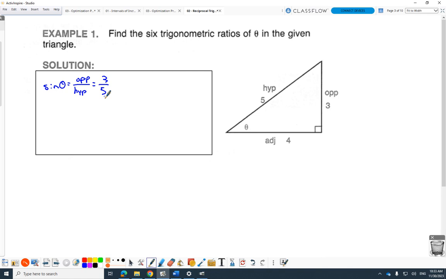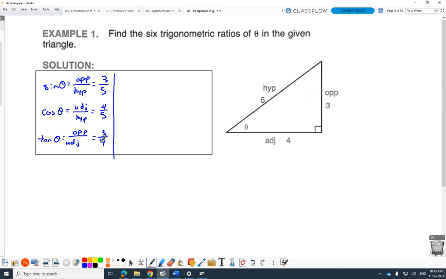I'll do the 3 easy ones, okay? The ones that you knew before you came in today. Cos theta is adjacent over hypotenuse, which is 4 over 5. And tan theta is opposite over adjacent, which is 3 over 4. There. I could have done that when you came in today, and hopefully you would have been like, yep, that I got.